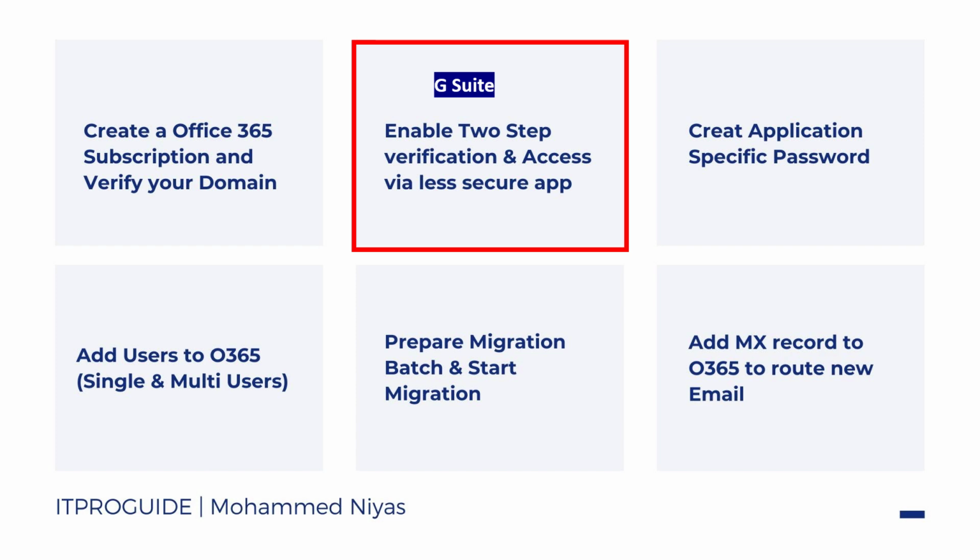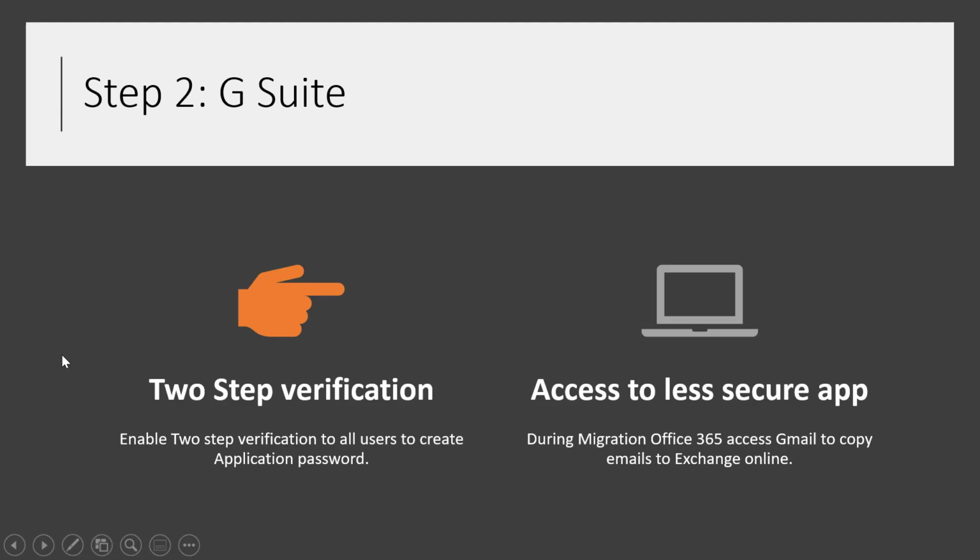We have to enable two-step verification and access Gsuite via less secure application. This you can do from the Gsuite admin console. These steps are mandatory to migrate your emails from Gsuite to Office 365 because Gsuite considers third-party applications as less secure applications. So you cannot access Gsuite resources like emails with the normal password.